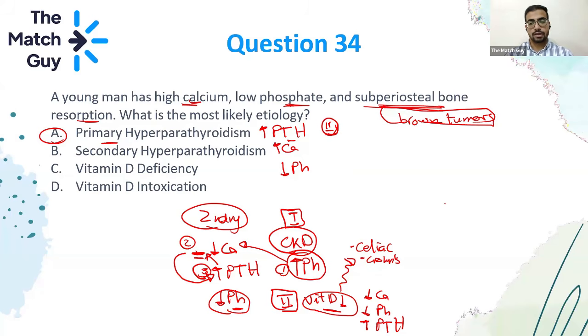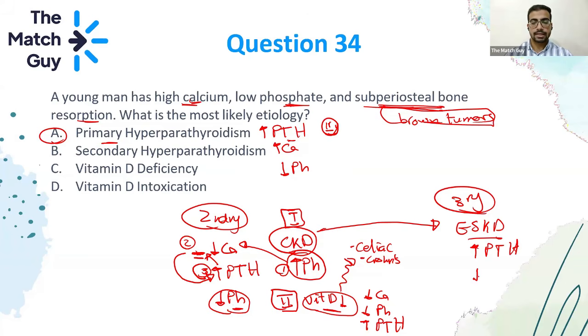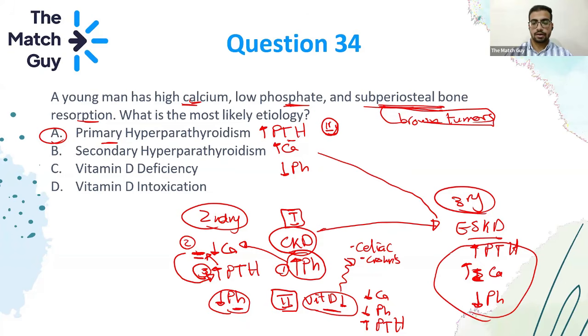Okay, now let's move on to the last cause of hyperparathyroidism, which is tertiary hyperparathyroidism. So what happens in tertiary is now it's almost the same picture as primary. Mostly it is a complication of CKD. How are you going to identify tertiary on the exam? An end-stage kidney disease patient who has increased PTH, increased calcium, and decreased phosphorus. So wait a second. This is identical to the first one that we discussed, primary hyperparathyroidism.